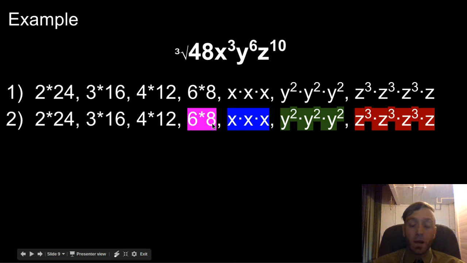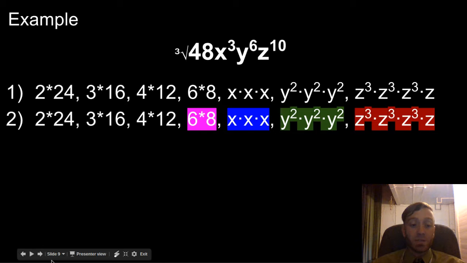8 is our perfect cube for the coefficient. Then we've got x times x times x. X cubed is a perfect cube. Y to the 6th is a perfect cube, and z to the 9th, which is z cubed times z cubed times z cubed, is a perfect cube, and we have an extra z.